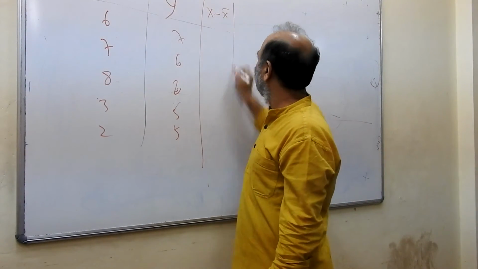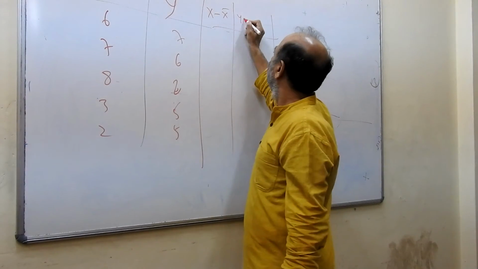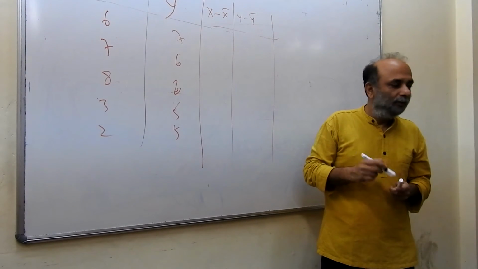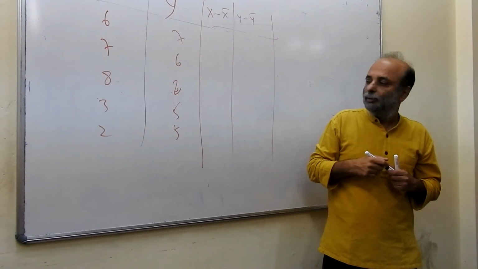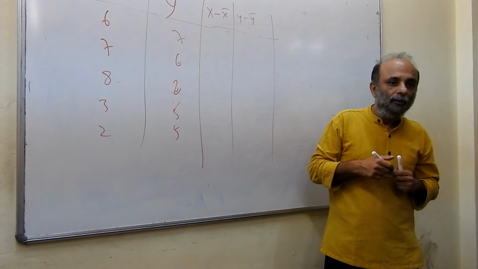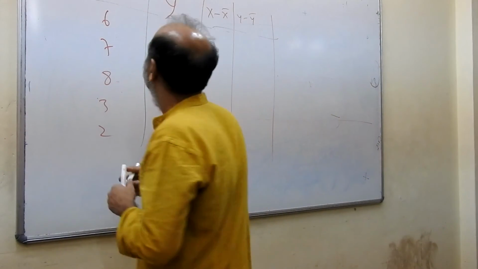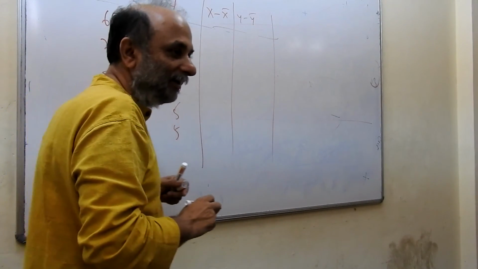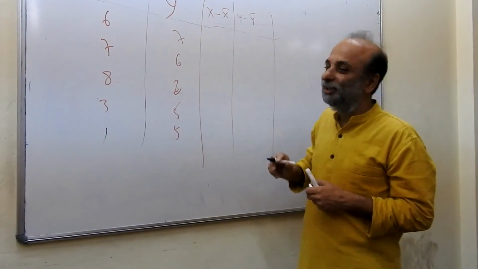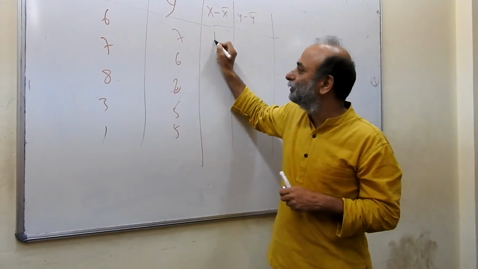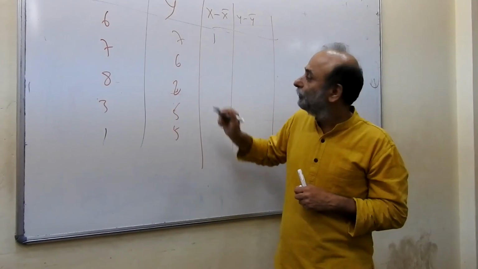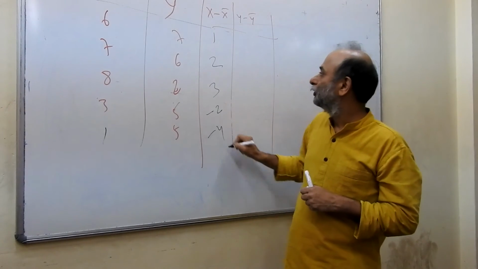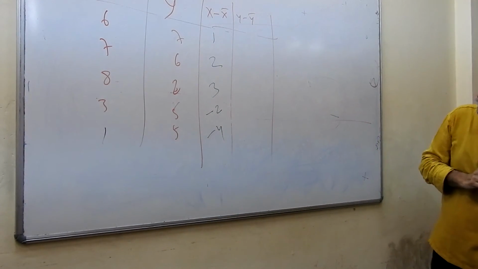So we will do x minus x bar, y minus y bar. Right? So what is x bar? This is adding to 26. Okay, 5, so let's keep it simple. So 6 minus 5 is 1. 7 minus 5 is 2. 3 minus 5 is minus 2, minus 1. Are these summing up to 0?